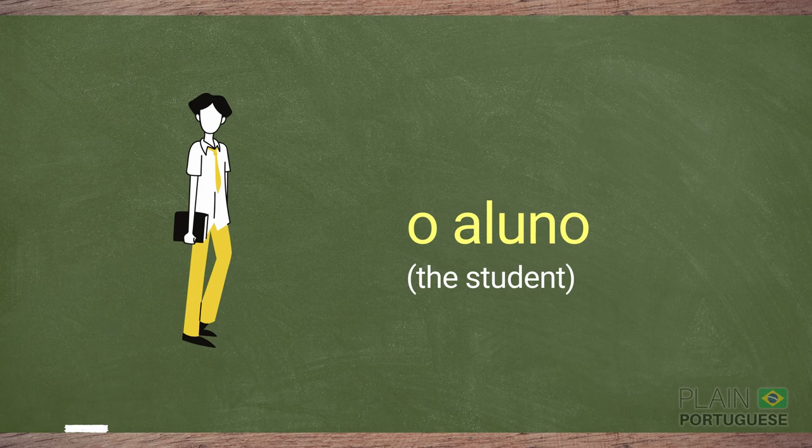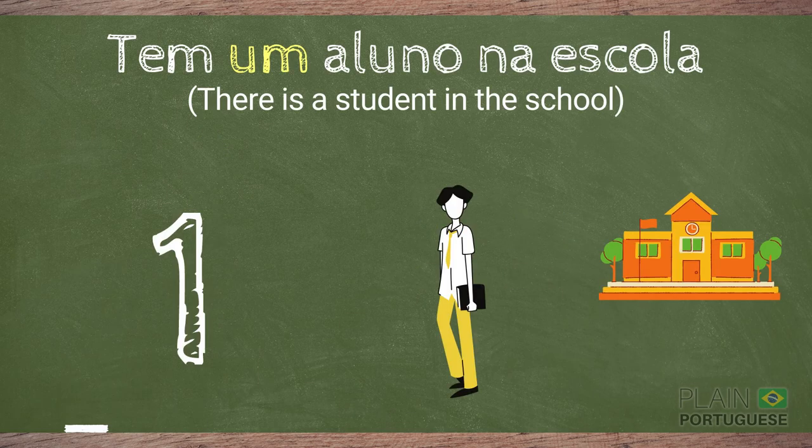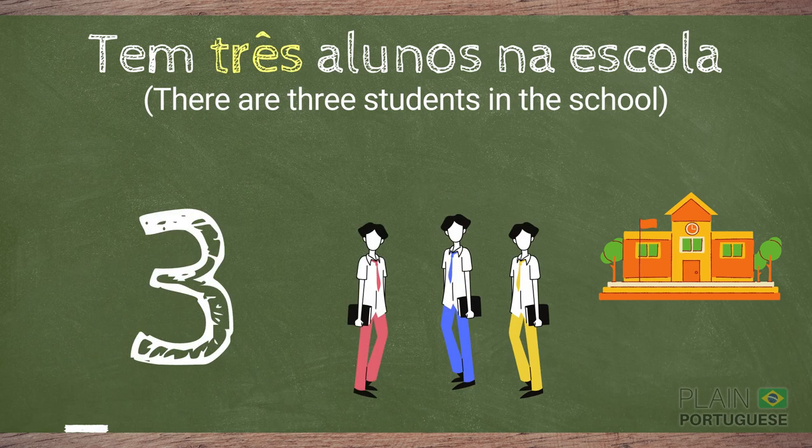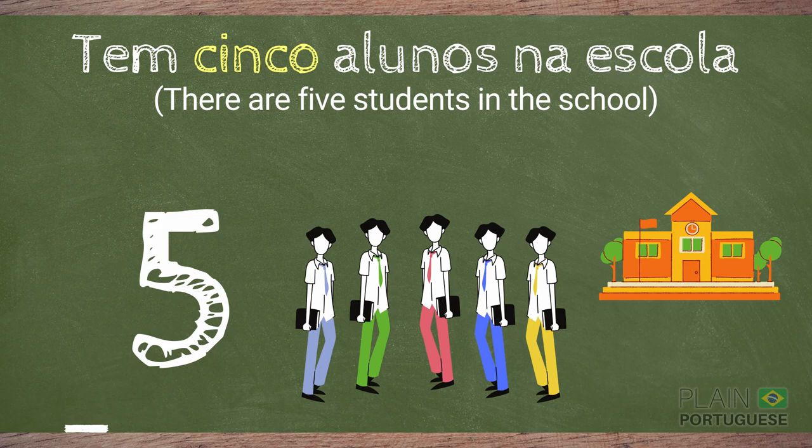Repita. O aluno. There is a student in the school. Tem aluno na escola. Repita. Tem aluno na escola. Tem 3 alunos na escola. Tem 5 alunos na escola.